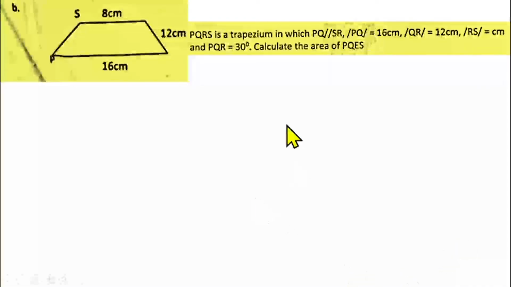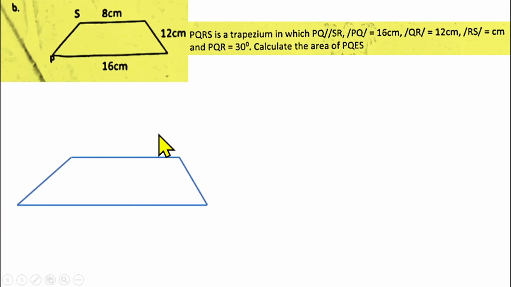Question number 3b is from plane mensuration. In this case, a trapezium. PQRS is a trapezium in which side PQ is parallel to SR. PQ is 16 centimeters and side QR is 12 centimeters, which is this side. RS is 8 centimeters, and the angle PQR is 30 degrees. Calculate the area of PQRS.